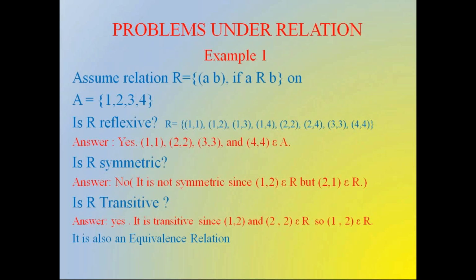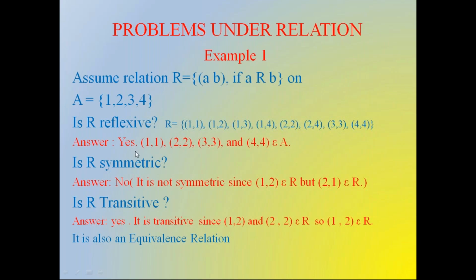And simple problems based on the concepts we have seen now. There is a relation capital R equal to the set of all ordered pairs (a, b) if a is related to b on capital A equal to {1, 2, 3, 4}. Our question is: is R reflexive, symmetric, or transitive? See here, I have drawn some relation set R, whose ordered pairs are (1,1), (1,2), (1,3), (1,4), (2,2), (2,4), (3,3), and (4,4). Our question is: is R reflexive?